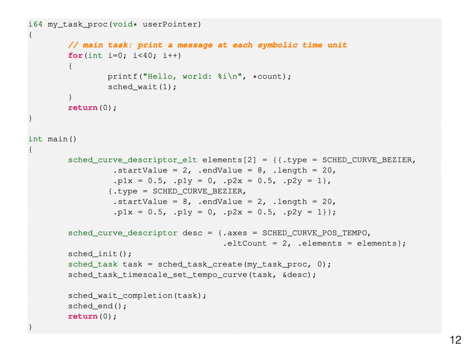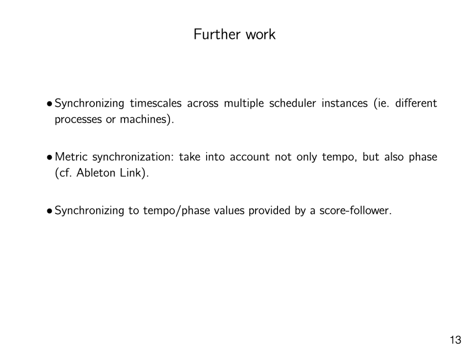So here is a very basic example of what it looks like in practice. I have my first function, which is my task procedure, which prints hello world in a loop and waits for one symbolic unit of time each iteration of the loop. And then in my main function, I describe a tempo curve with two Bézier curve segments, and I apply that tempo curve onto my task procedure. The result of that is that the hello world will accelerate and then decelerate following that tempo curve. So a very, very simple example just to show what the API looks like in practice.